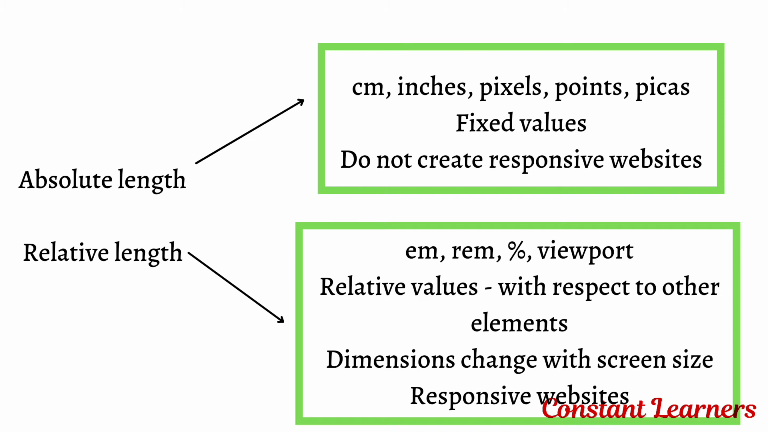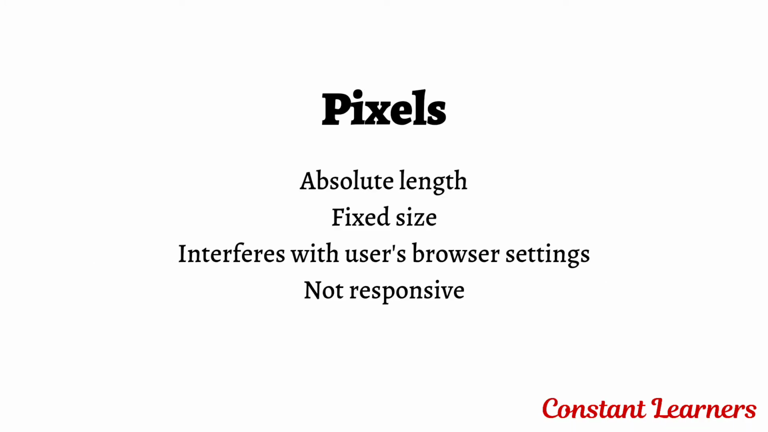So let's start with pixel. Pixel is an absolute length, but it is very widely used by the designers. However, it must be avoided because it interferes with the user's default browser settings.